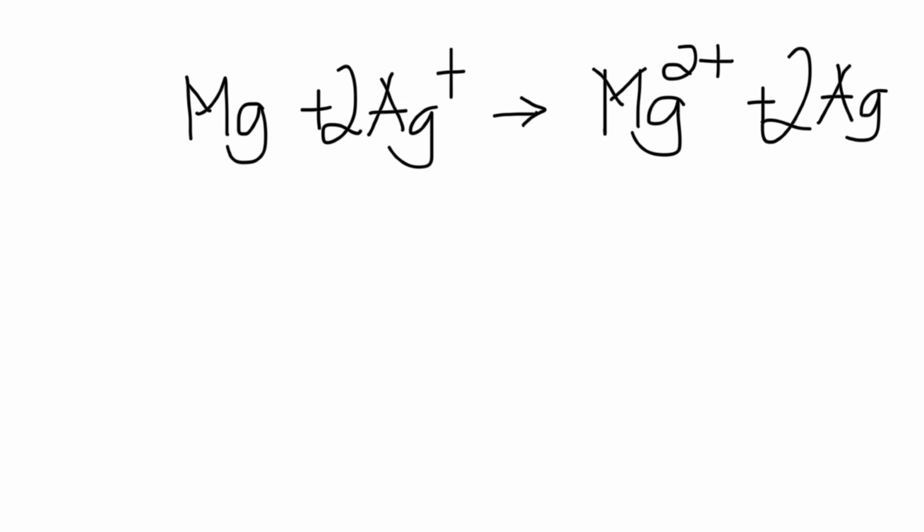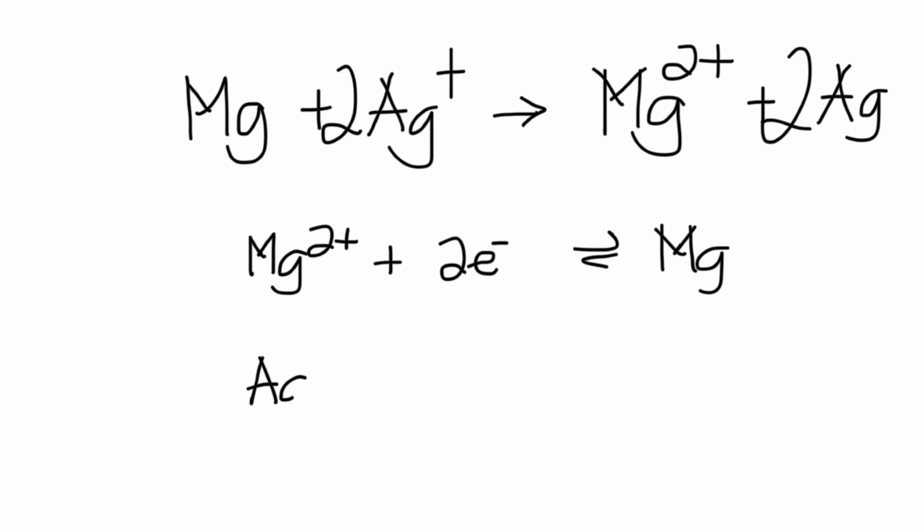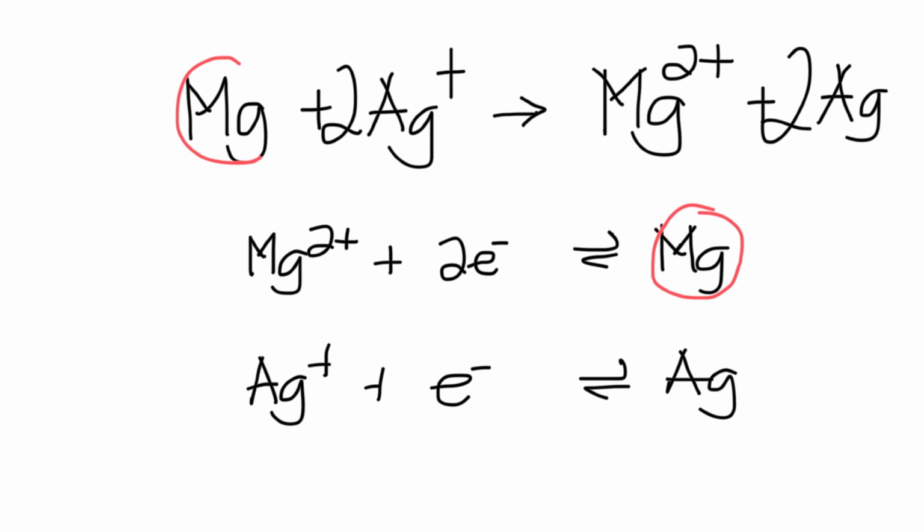Then I pick up my redox table. On my redox table it looked as follows: Mg2 plus 2 electrons, reversible Mg. Lower down it had Ag plus, electron, reversible Ag. I identify what was on the right and what was on the left. On the right was the magnesium. On the left was the Ag plus.